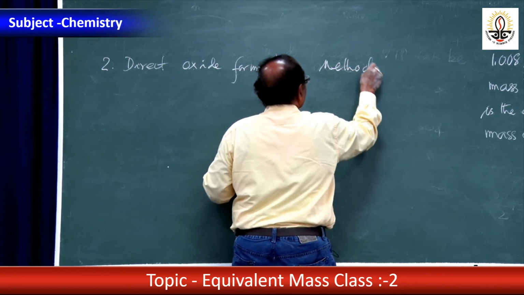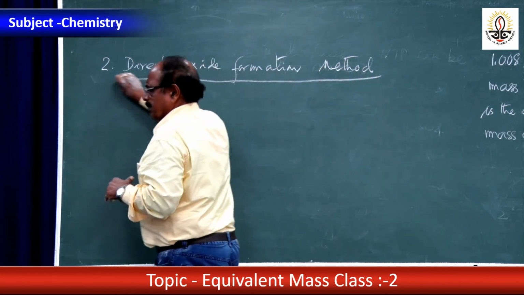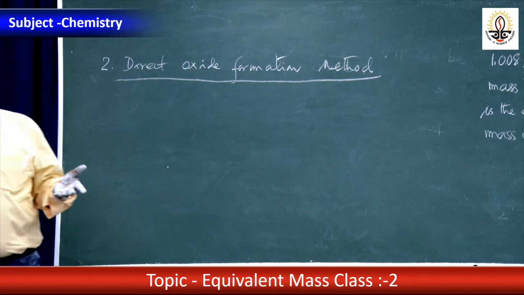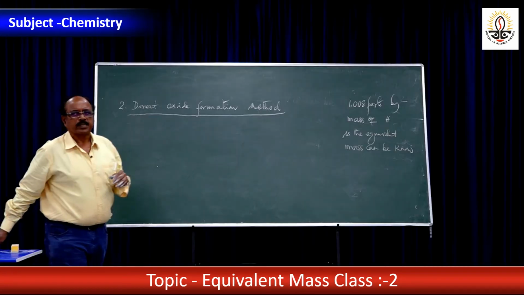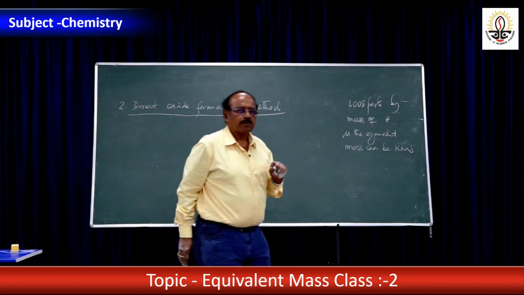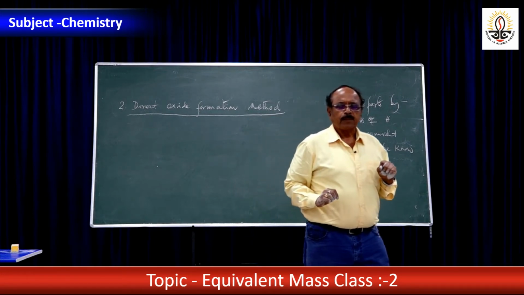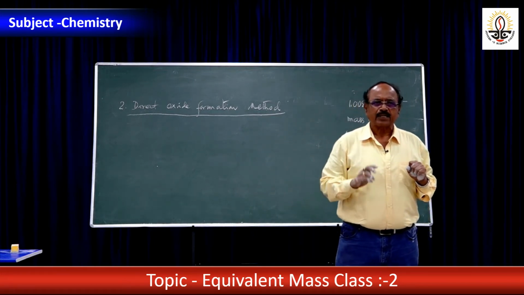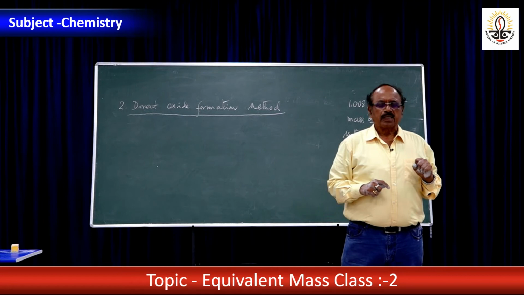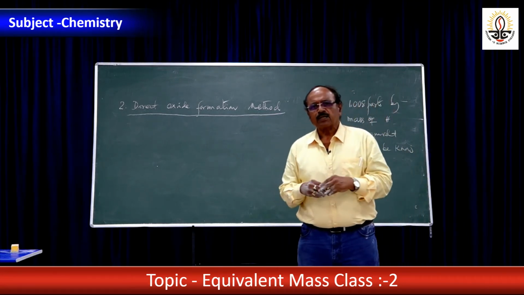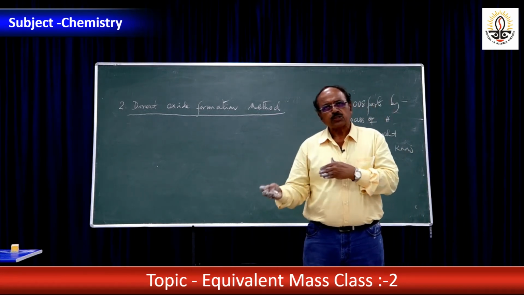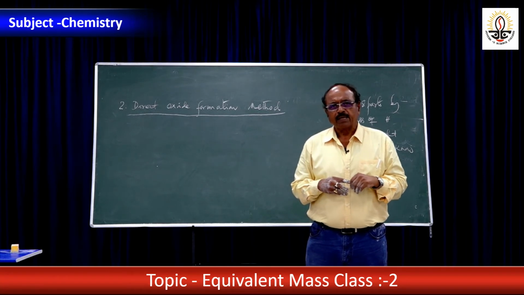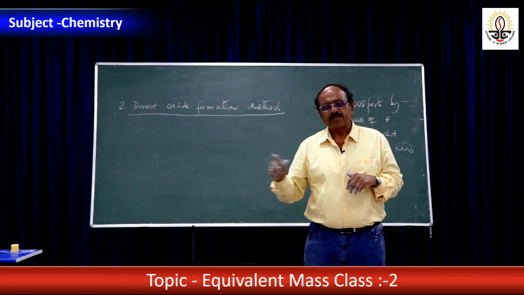This is a very easy and very useful method. Almost all metals cannot be used, because not all metals will displace hydrogen. Copper will not displace hydrogen. Manganese will not displace hydrogen quantitatively. Iron also cannot be determined quantitatively, but zinc and magnesium can be determined.